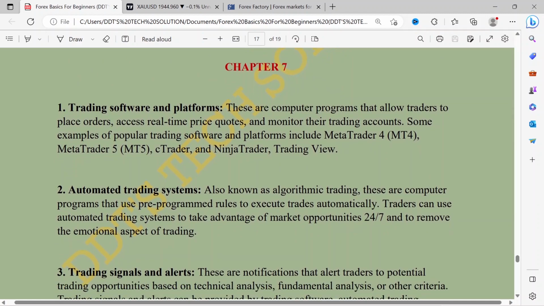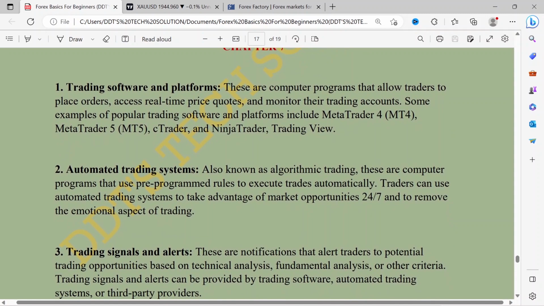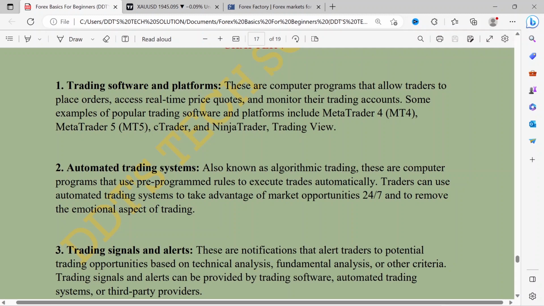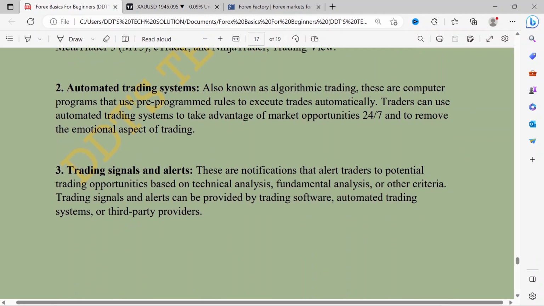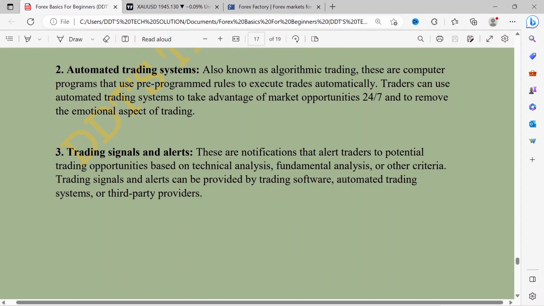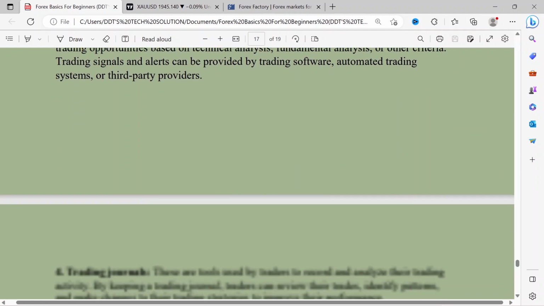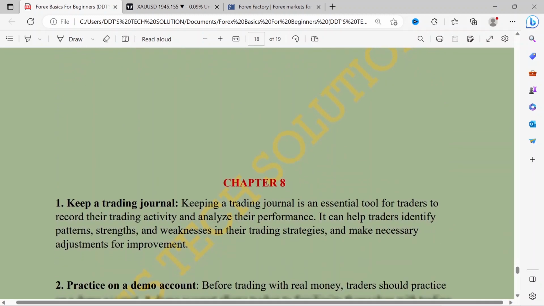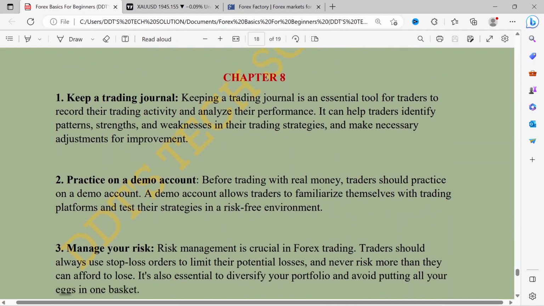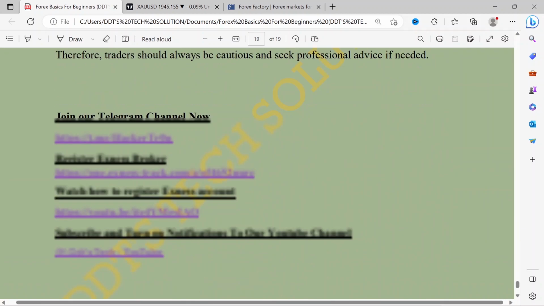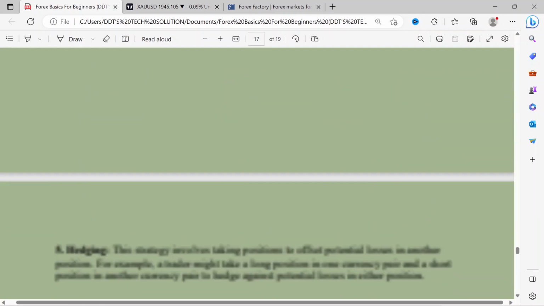So as I said, we have trading software and platforms. I've talked about that already. Automated trading systems, most of them have trading bots that trade for them. So yes, others go for those ones as well. I'm just throwing light on that one. You can read the rest as well. So this is just the basics on forex trading.